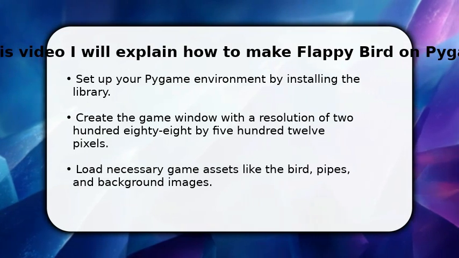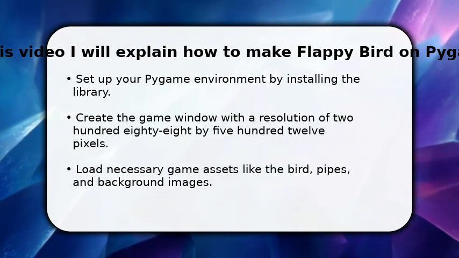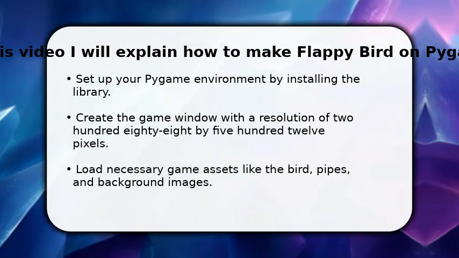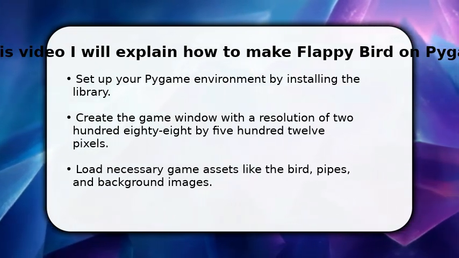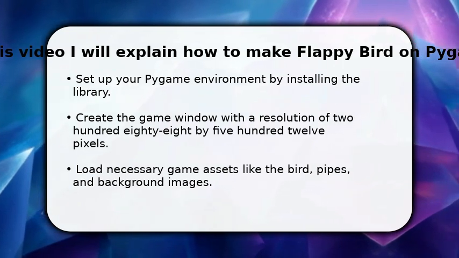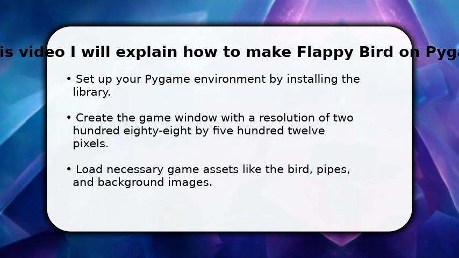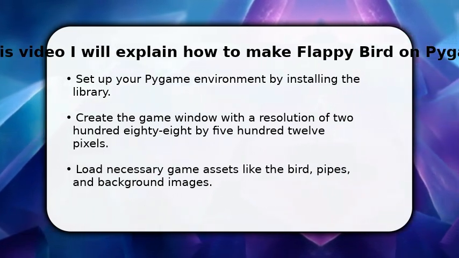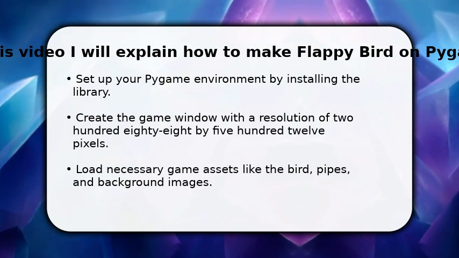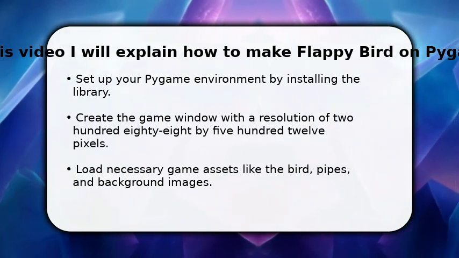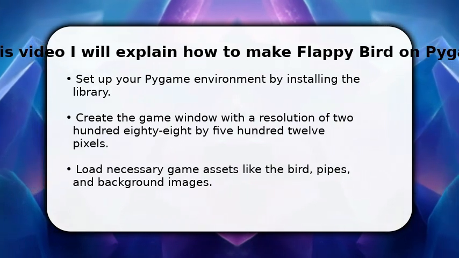In this video, I will explain how to make Flappy Bird using Pygame. First, you will need to set up your Pygame environment by installing the library. Then, create the main game window, typically with a resolution of 288 pixels wide by 512 pixels tall. After that, load all your essential game assets, such as the bird sprites, the pipe images, and the background graphics, to get your project started smoothly.